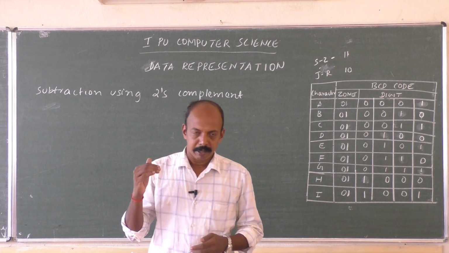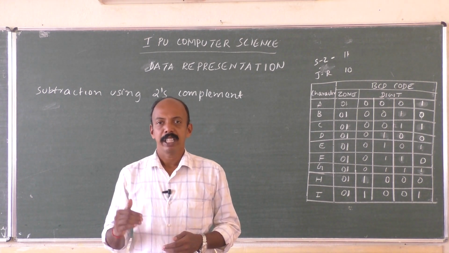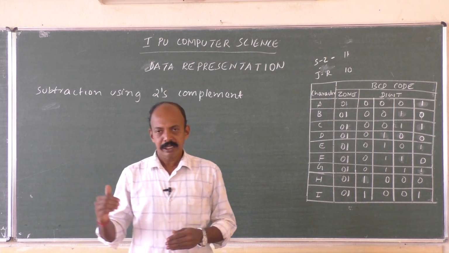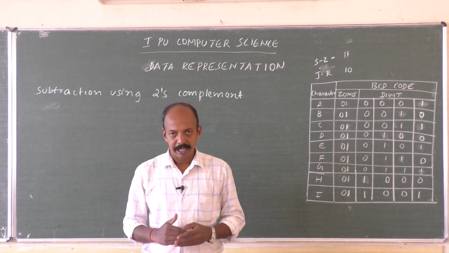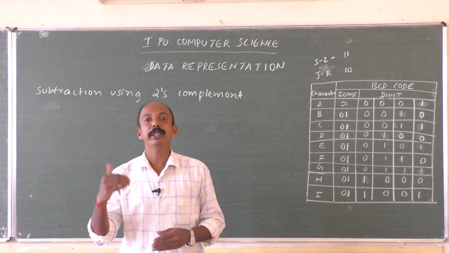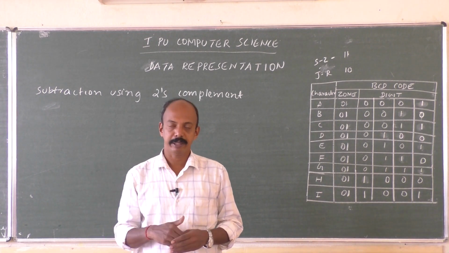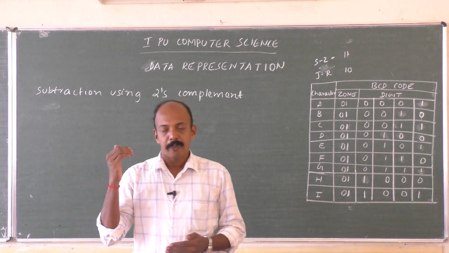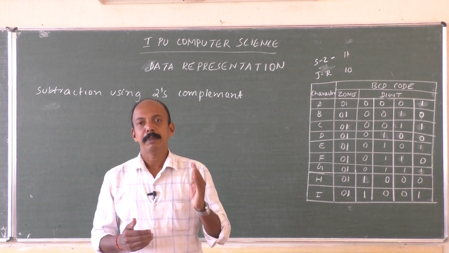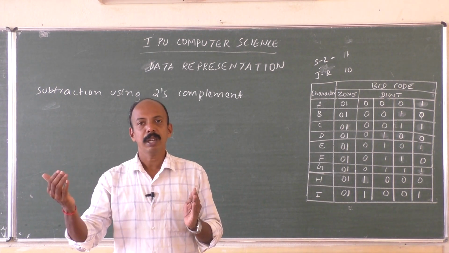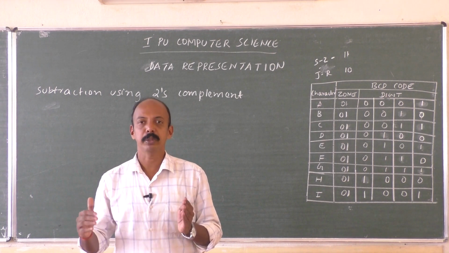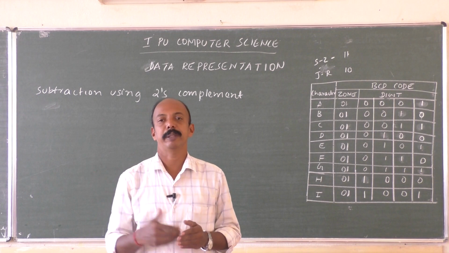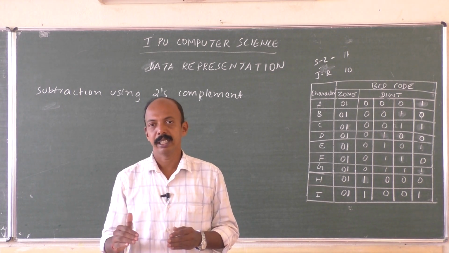Take the binary form of both the numbers. If it is subtraction using 1's complement, first take 1's complement of the subtrahend and add it to the minuend. Remember, we are going to add it to the minuend, right? When we are subtracting using 1's complement, it may be subtraction of a smaller number from a larger number or a larger number from a smaller number. In both cases, we have to take 1's complement of the subtrahend and add it to the minuend. We will get the result.